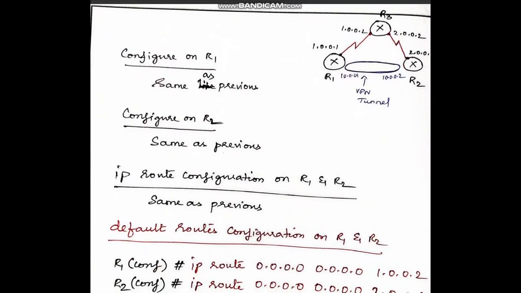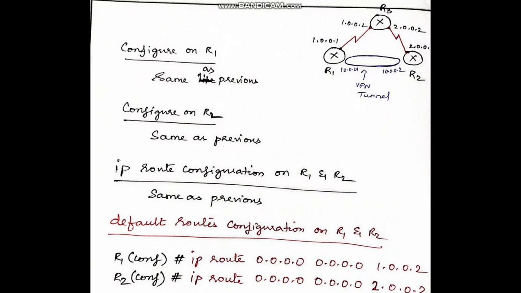Small additional default routes we need to add. I'll explain. See here in this topology, three routers are connected: R1, R2 and R3. R1 and R3 are directly connected through a serial interface. On this side, R2 and R3 are also directly connected through a serial interface. On both sides I have given public IPs: here 1.0.0.1, here 1.0.0.2, here 2.0.0.1, and this side 2.0.0.2.